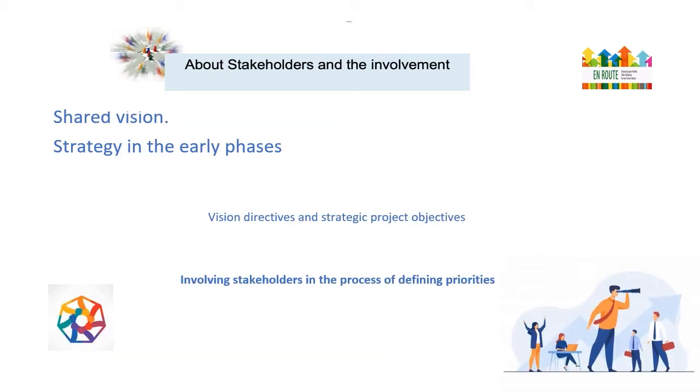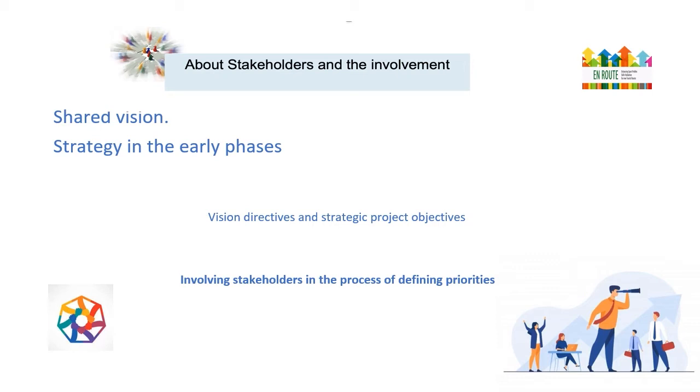Shared vision. Strategy in the early phases. Vision directives and strategic project objectives can be agreed on in advance with the stakeholders. In this way, the work can be simpler and more fluid, less extended over time and decidedly more concrete immediately. By involving stakeholders in the process of defining priorities, they are much more likely to be in favor of the decisions that will be taken and followed on an operational level.